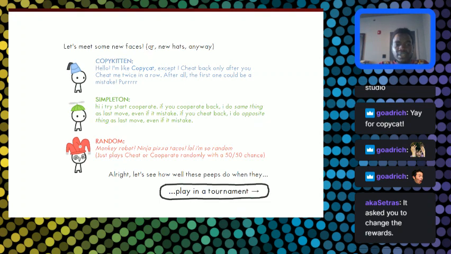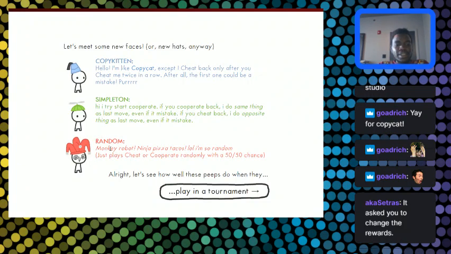Let's meet some new faces, or new hearts, anyway. Copykitten: Hello, I'm like copycat except I cheat back only after you cheat me twice in a row. After all, the first one could be a mistake. I like that one. Simpleton: Hi. I try to cooperate. If you cooperate back, I do the same as my last move, even if it was a mistake. If you cheat back, I do the opposite of my last move, even if it was a mistake.